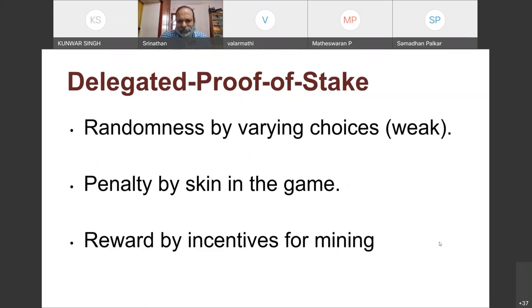So where does randomness get incorporated in delegated proof of stake? It is weaker than proof of work and proof of stake, because randomness is only because of the choices that you have.